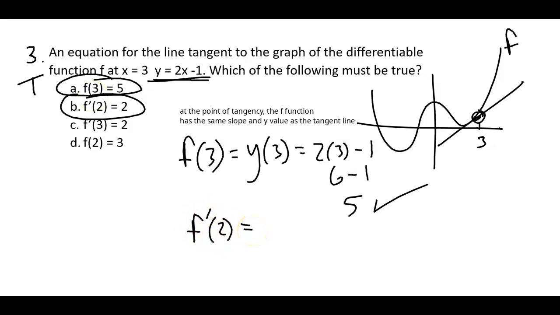Well, here's a problem here. Unlike the first one we did, 3 is the point of tangency. That's where the line is touching the graph. For part B, we're talking about 2, which is backwards a little bit. At that point, my picture is not drawn well enough to be able to tell, but let's go ahead and say this is 2 right here.